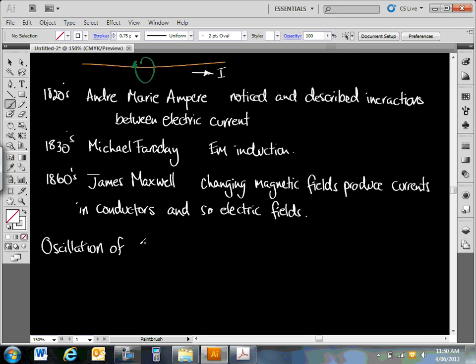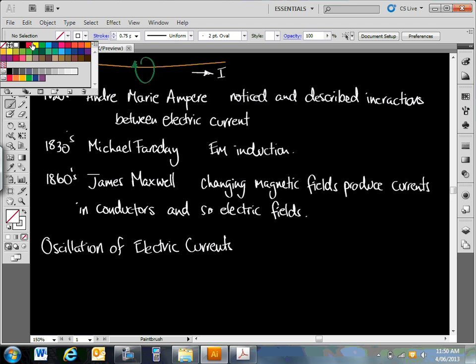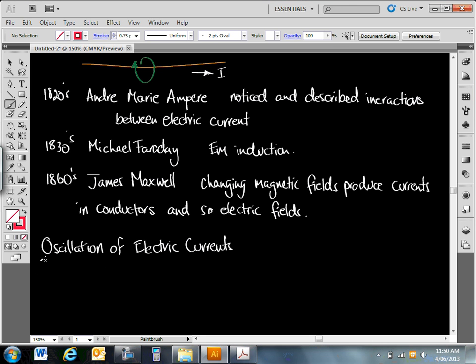Oscillation of electric currents. If I can cause electric currents to oscillate back and forth, and I can do something, I can make light. How is it that we make light?